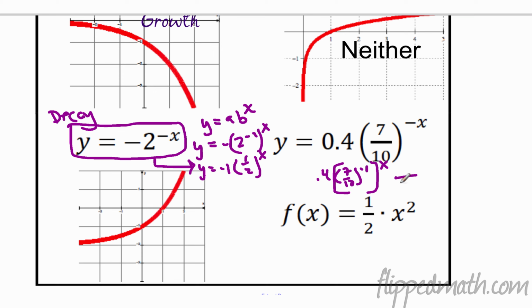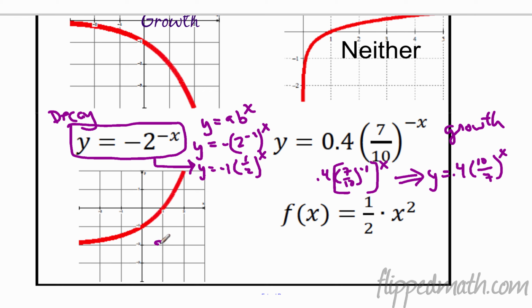So this is going to be equivalent to 0.4 times 10 over 7, and then that'll be raised to the first power, and that's raised to x. So we get x right there. So y equals 0.4 times 10/7 to the x. That's greater than 1, so this is going to be growth. Growth. So those two are tricky there.